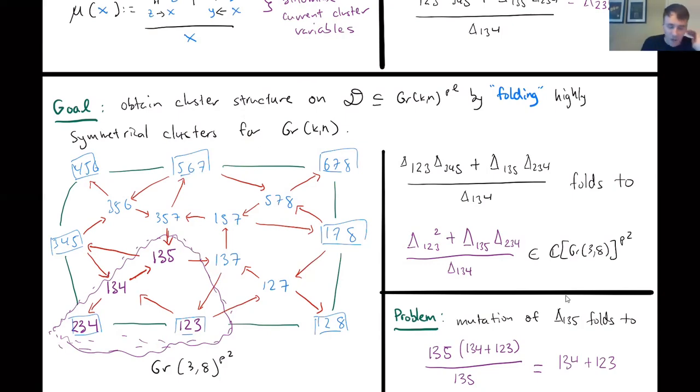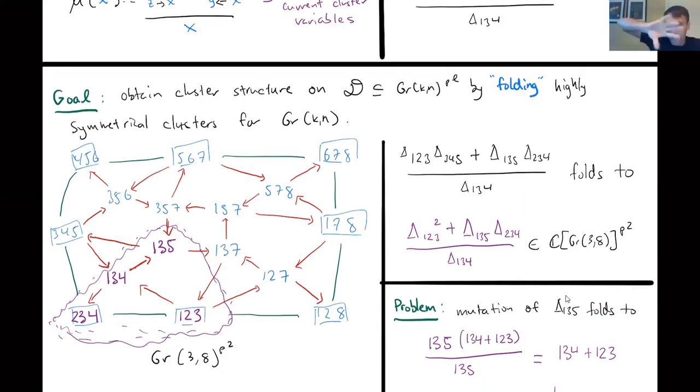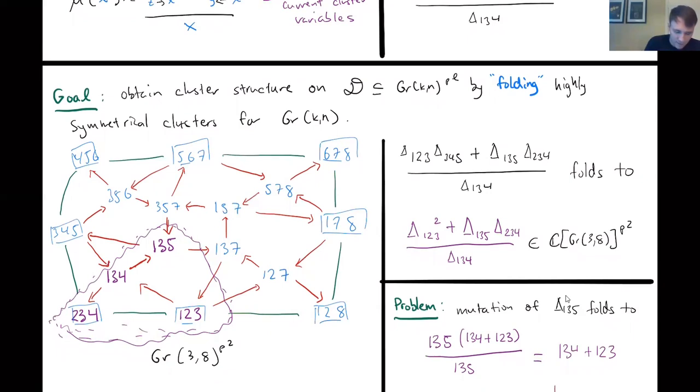So here's what I'm trying to say. For Gr(3,8), I've chosen a very symmetrical cluster. I'm working mod rho squared again. And so that means that this Plücker coordinate equals this Plücker coordinate equals this Plücker coordinate, and so on. And I've highlighted in purple a fundamental domain for the symmetry. And you might hope that you can just take this nice cluster and fold it and get a cluster structure on the subvariety.